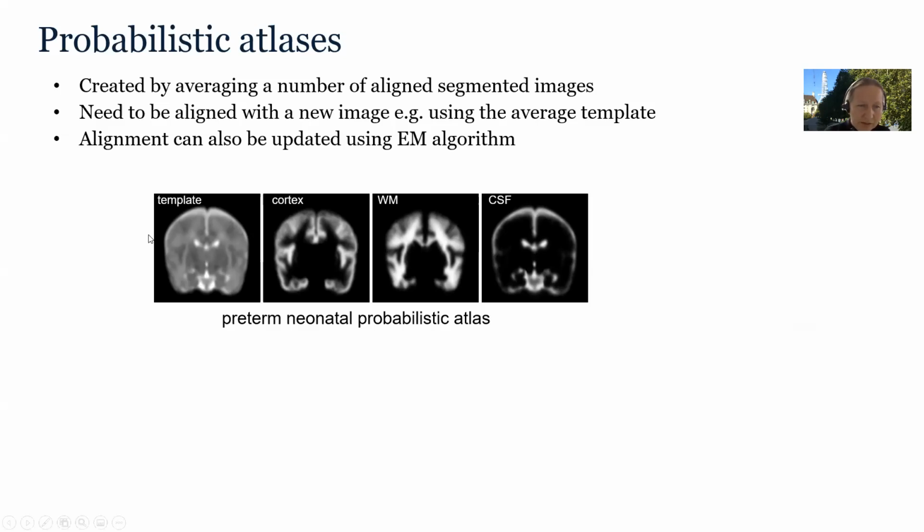And this probabilistic atlas then needs to be aligned with each new image that we want to segment. The easiest thing to do is to just register the template with the image. Or we could also include this alignment in the EM algorithm, and then we would be able to use the prior probability maps for the refinement of the alignment.